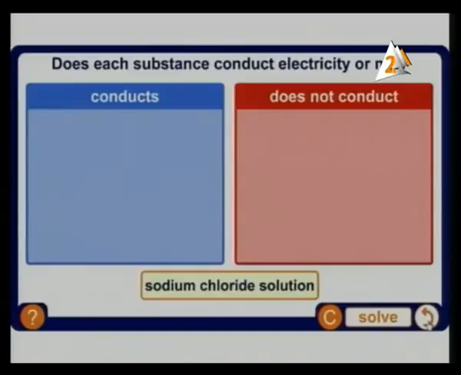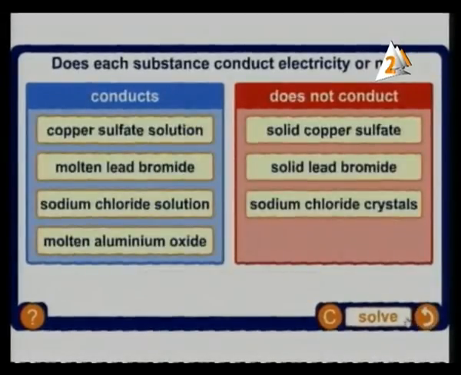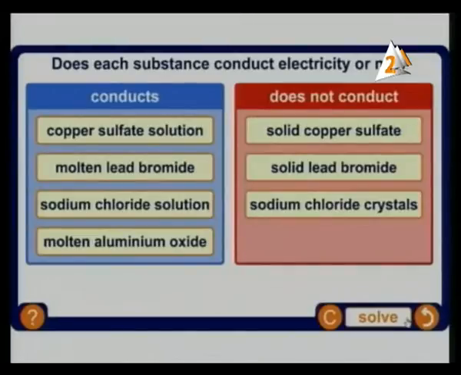The other one, sodium chloride solution: a solution means the ions move, so it is a good conductor of electricity. The answer for all: copper sulfate solution, molten lead bromide, sodium chloride solution and molten aluminum oxide conduct electric energy as they have moving ions. The others have no free ions and don't conduct electricity: solid copper sulfate, solid lead bromide, and sodium chloride crystals.